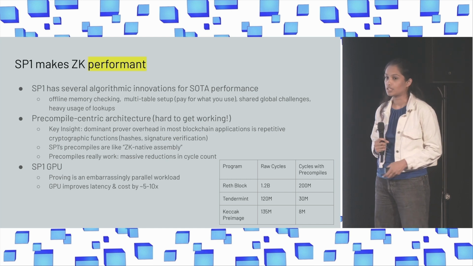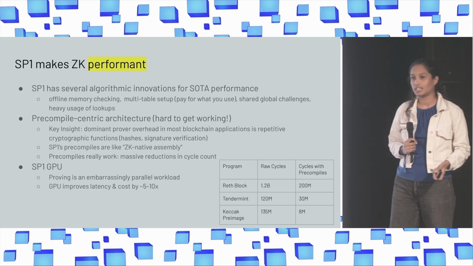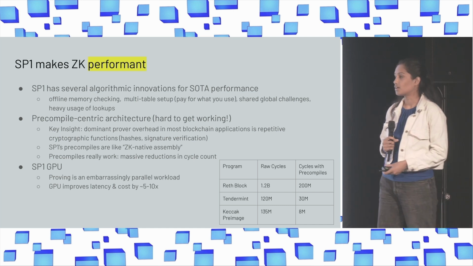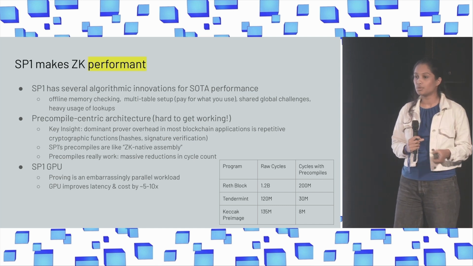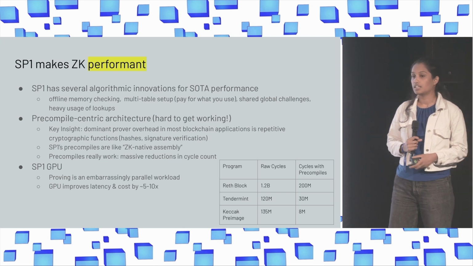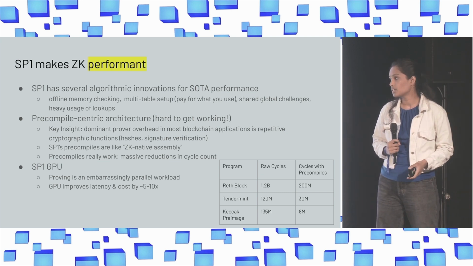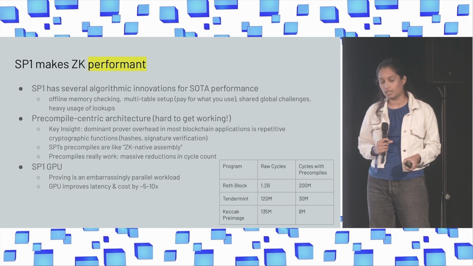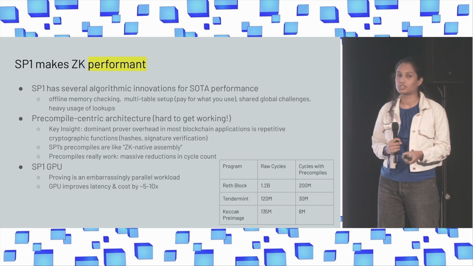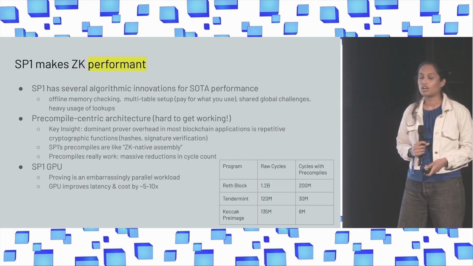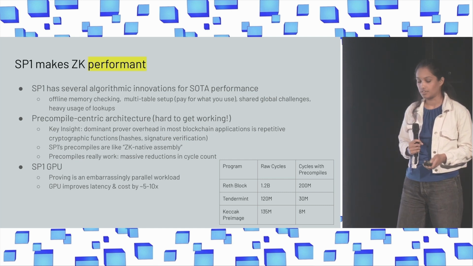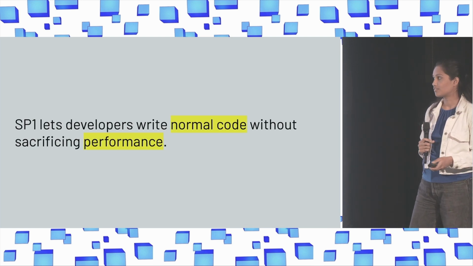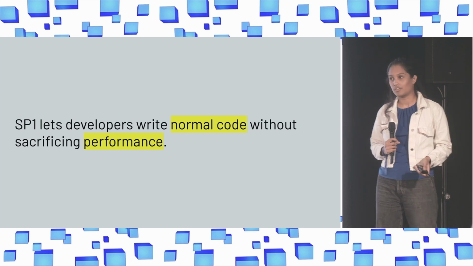If you reduce the number of cycles by 5x or 10x, that's an automatic decrease in prover time by the exact same amount. And then more recently, we've been working on SP1 GPU, which is a GPU implementation of our prover. In general, the proof systems that we use are an embarrassingly parallel workload. There's a lot of hashing that can be done in parallel, and other parts of the prover are similarly parallelizable. Our GPU implementation improves things quite significantly as well. So in all, SP1 lets developers write normal code without sacrificing performance.